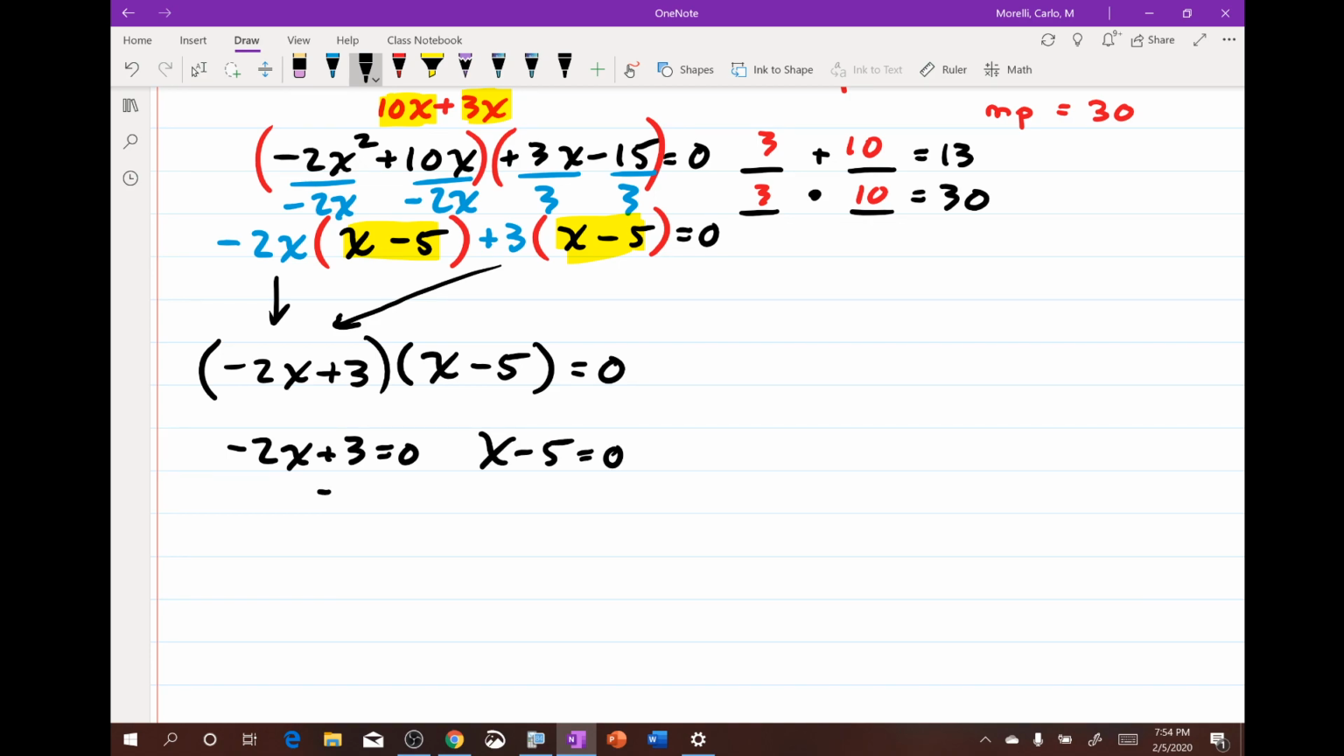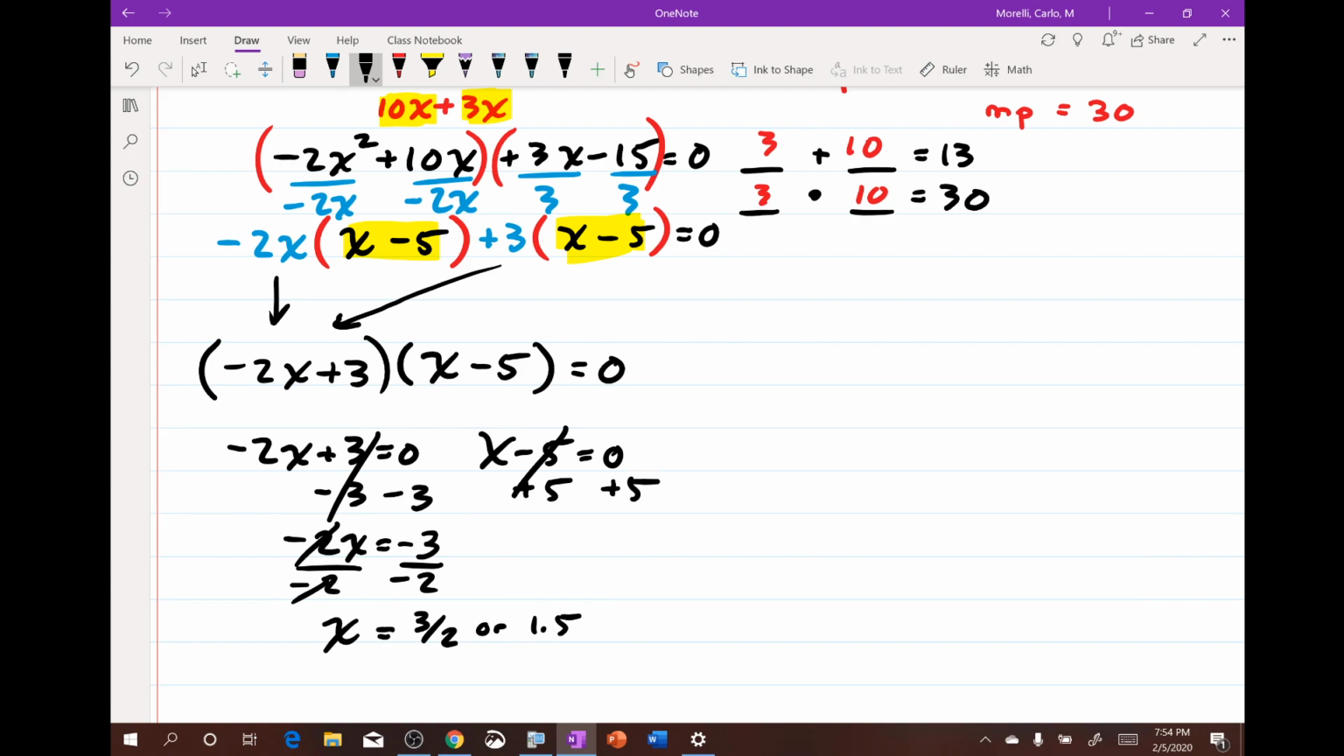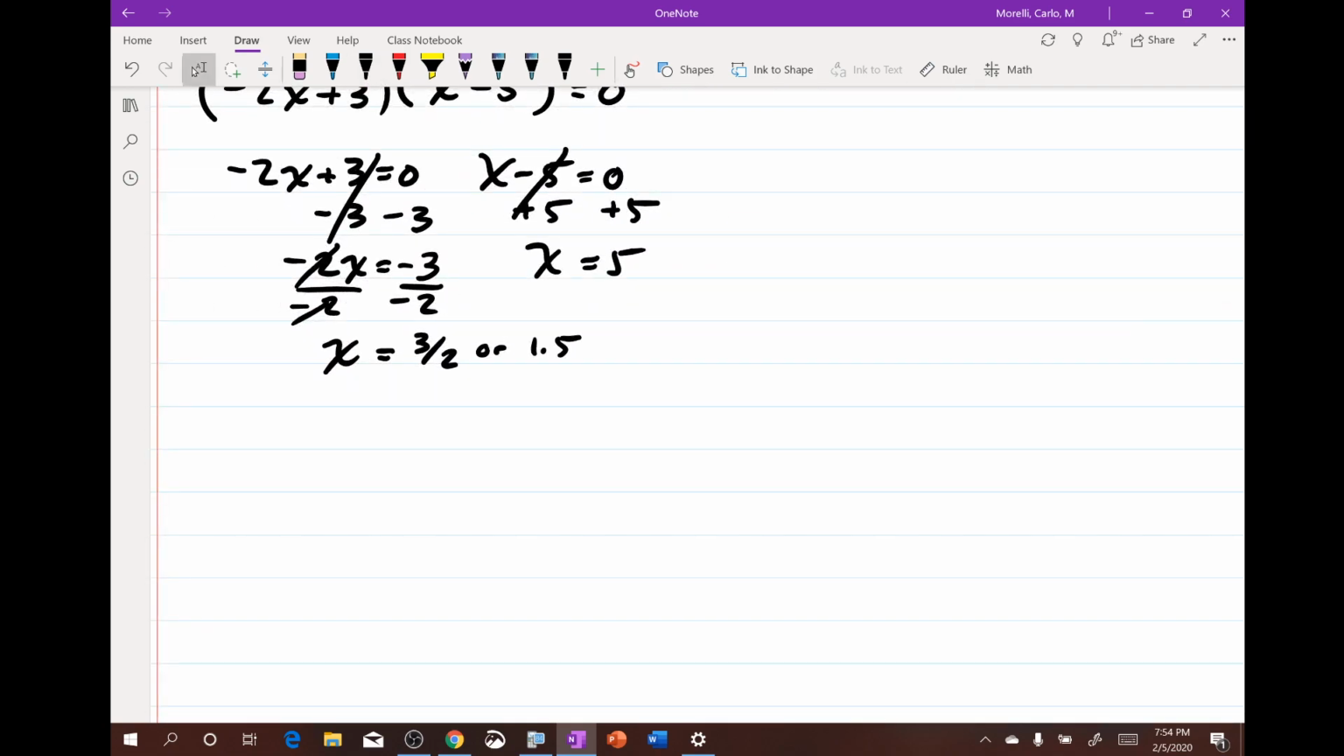equal to 0. Subtract 3 on both sides, and you get negative 2x equals negative 3. Divide both sides by negative 2. So x equals 3 over 2, or 1.5, and then we add 5 to both sides here. So x equals 5. So what I want to do is write it as a solution set, {1.5, 5}. So that's how you write a solution set with those little curly brackets.